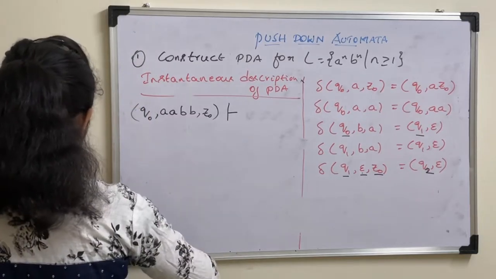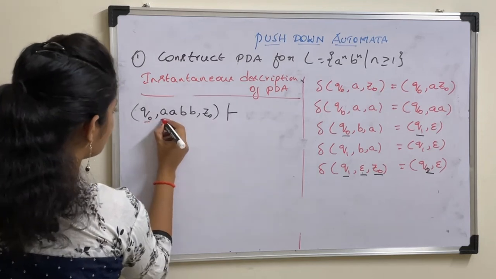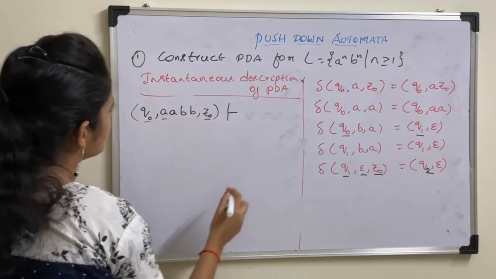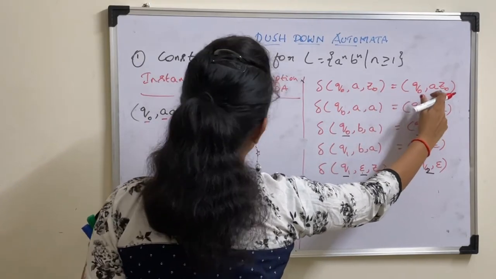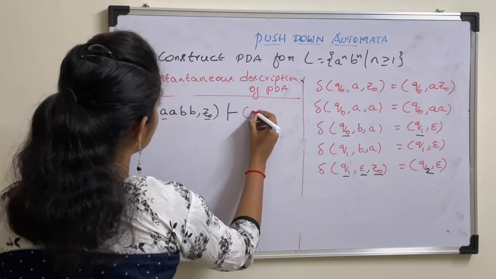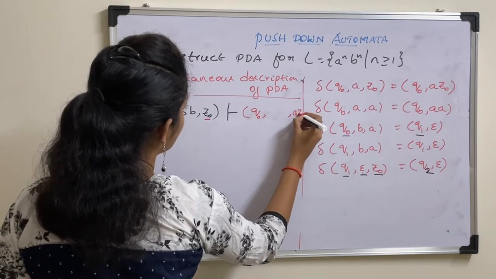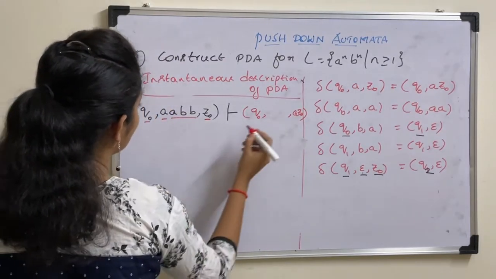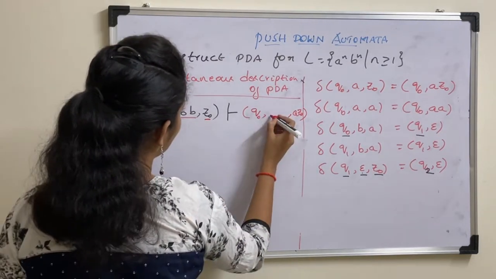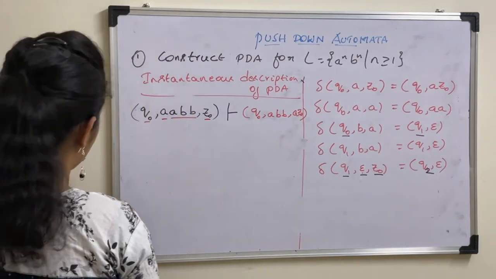Now see this. Q0, input symbol A, Z0. What is the operation here? Q0 A Z0 means Q0, A Z0, and what is the leftover string? ABB. You can write that as it is.